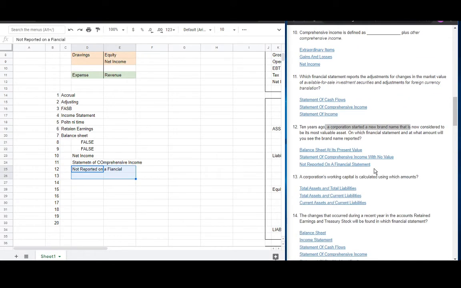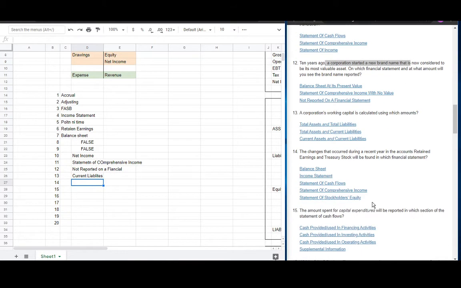Number 13, a corporation's working capital is calculated to which amount? It is the current assets and current liabilities. So, ano yung working capital? So, it is just the measurement of the company's ability to pay its debt if it was due now.